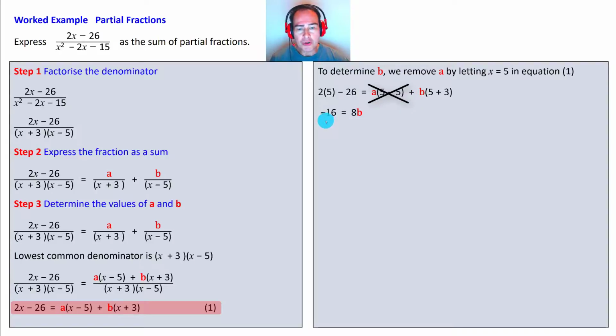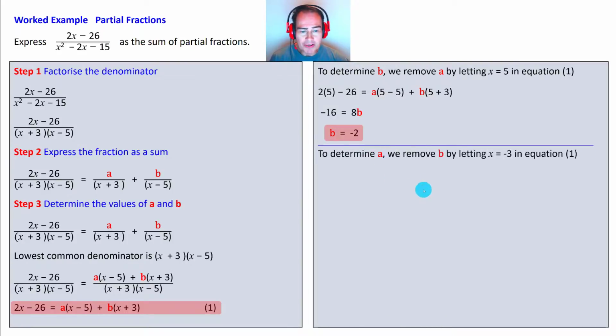So the equation reduces to negative 16 equals 8b, which is of course solvable. Dividing both sides by 8 gives us negative 2. That's a key value. Highlight it, and let's move on to determine the value of a. So we do the same thing. To determine the value of a, we remove the b this time by letting x equal negative 3.